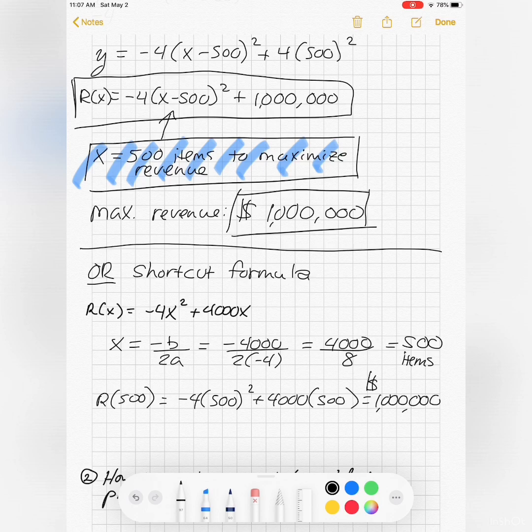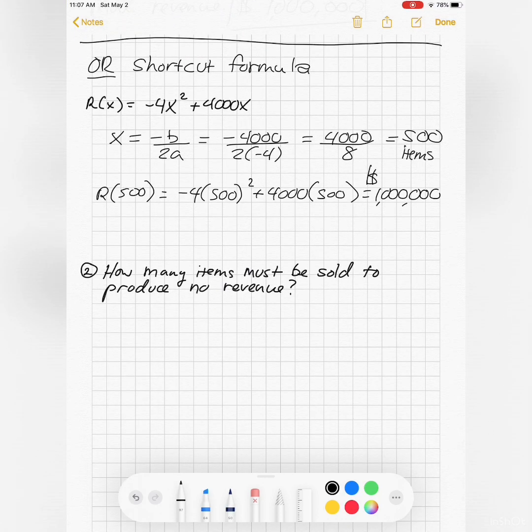So that's the other idea. Sometimes the instructions will say use completing the square, so I wanted to show you one where we did the problem specifically that way. Sometimes it doesn't say, and then you can use the shortcut formula. Okay, I just wanted to do one more thing.